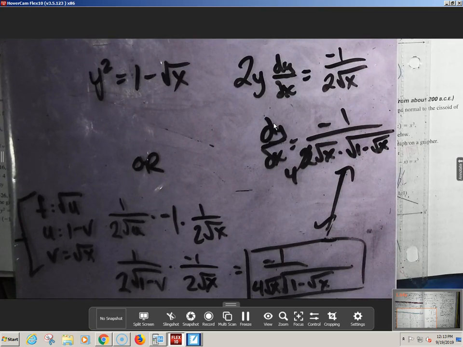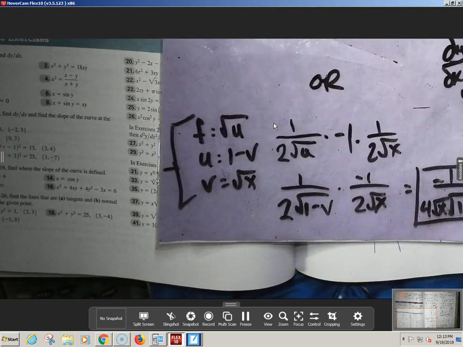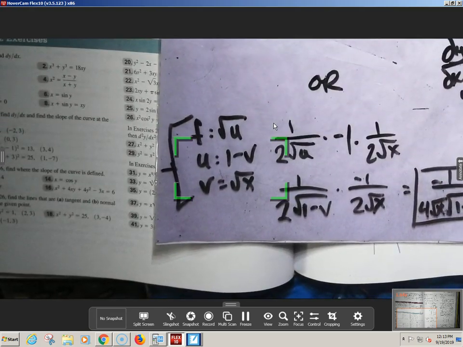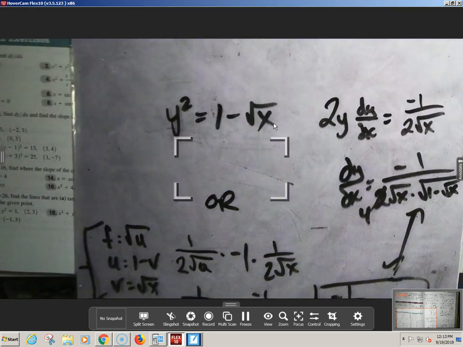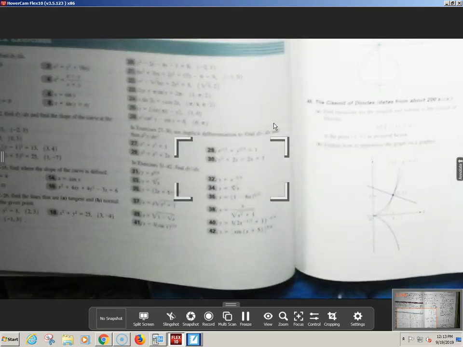Okay, but that was number 39, we still have number 55. So could you have done F and U and V or F and G and H? Totally, you totally could have done that. But you also could have gone about it the implicit way and just solved and then just plugged in for y at the end. Number 55, the folium of Descartes.